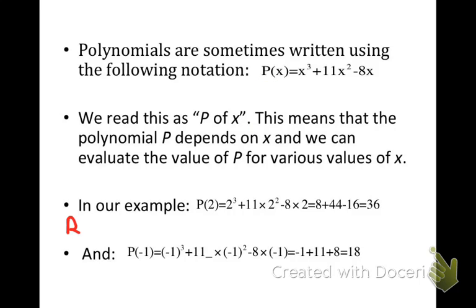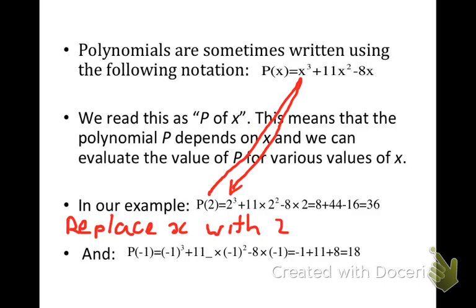So, in our example, p of 2 means to replace x with 2. So instead of x cubed, I write 2 cubed. Instead of 11x squared, I write 11 times 2 squared. And instead of minus 8x, I write minus 8 times 2. And we evaluate that to get 36. So p of 2 equals 36.